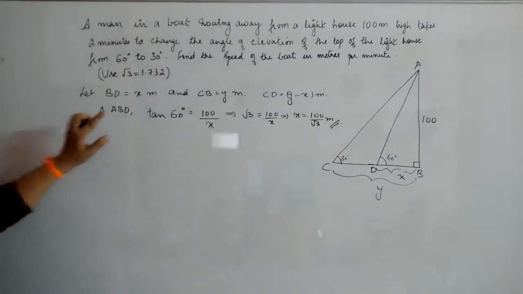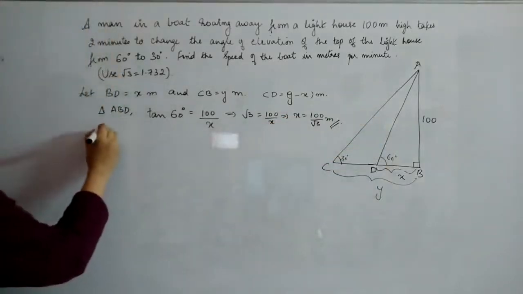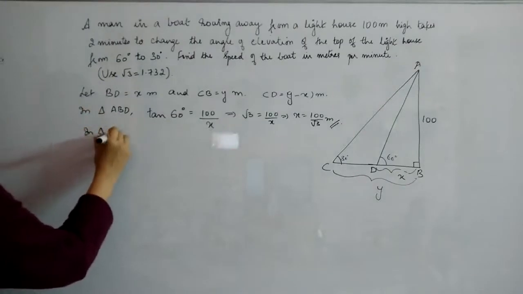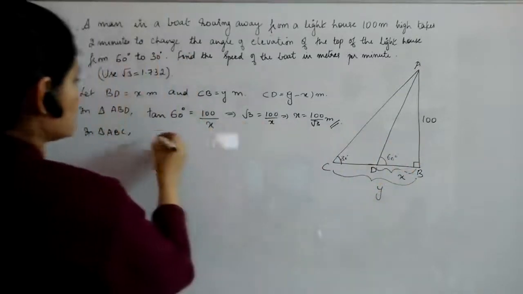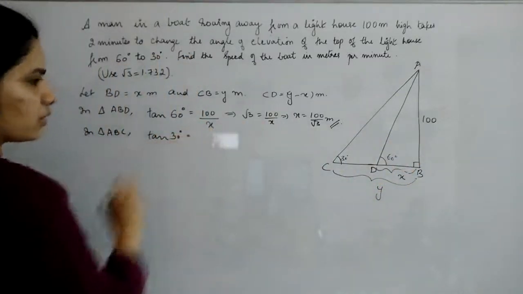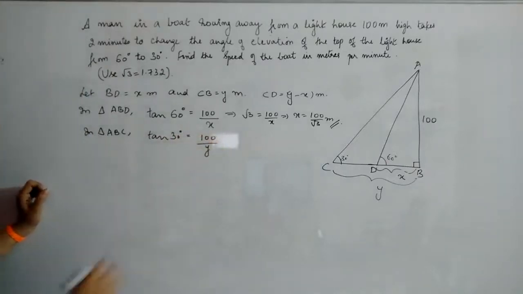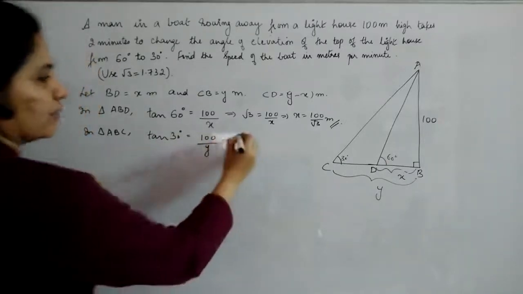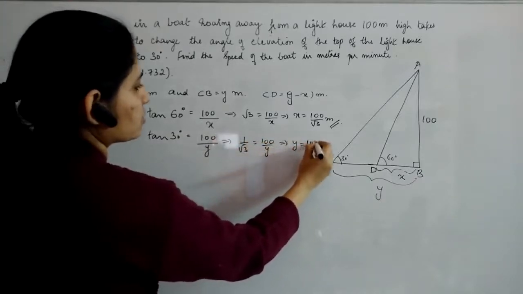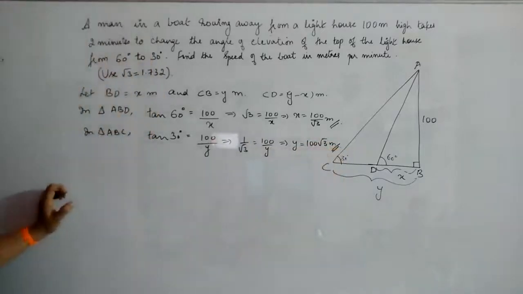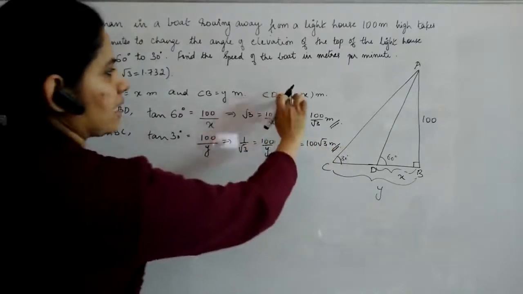Now you have to find out y. In order to get y, you can consider triangle ABC. Again this is the adjacent side and this is the opposite side, so you can use tan again. Tan 30 degrees is equal to opposite side by adjacent side, which is 100 by y. Tan 30 is 1 by root 3. So 1 by root 3 is equal to 100 by y, or y is equal to 100 root 3 meters. So now you have the values of x and y. You can find the distance CD, which is y minus x.